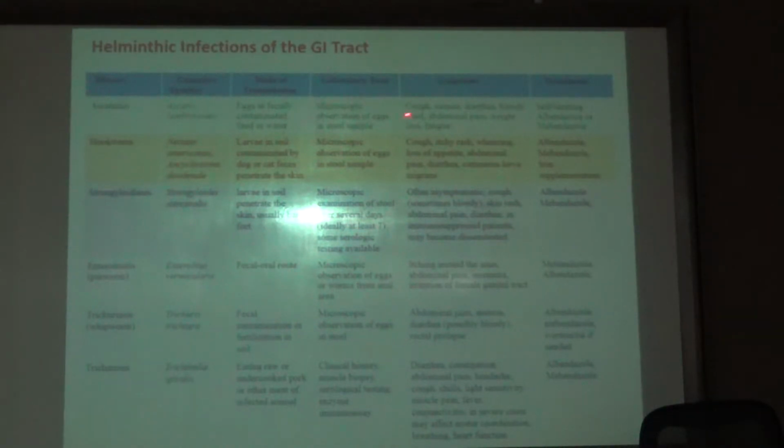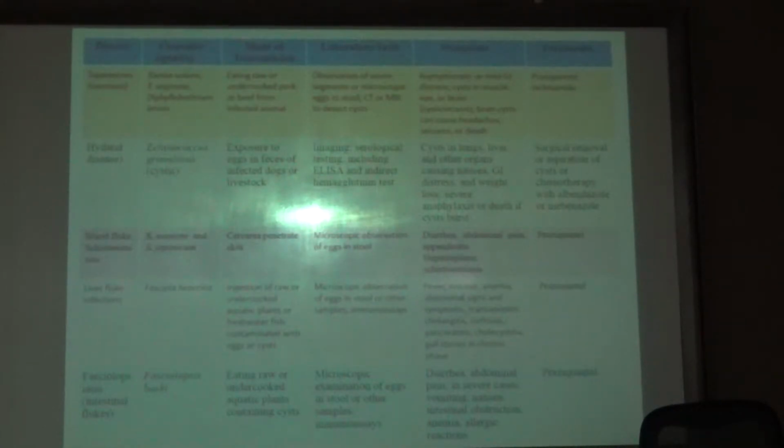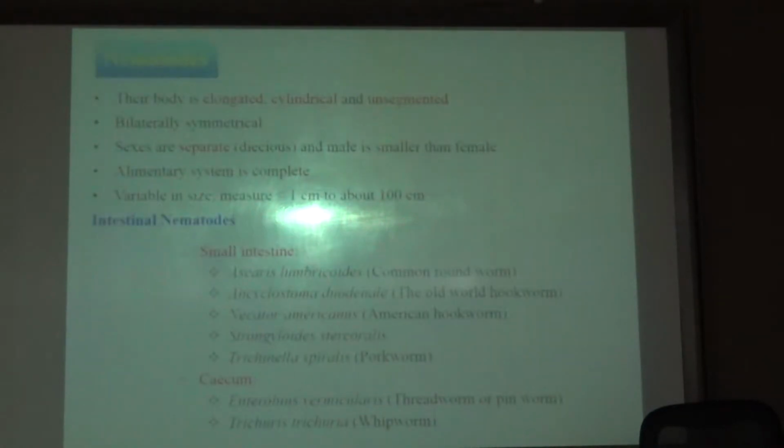As I will discuss these organisms in detail also, this is a tabulated form of some of the helminthic infections in summary, like tapeworms, hydatid disease, blood flukes, liver flukes. I will come back to this maybe later when I have discussed these individually.